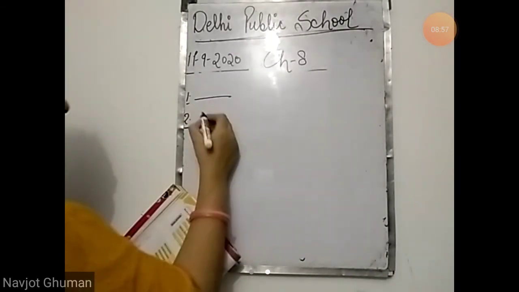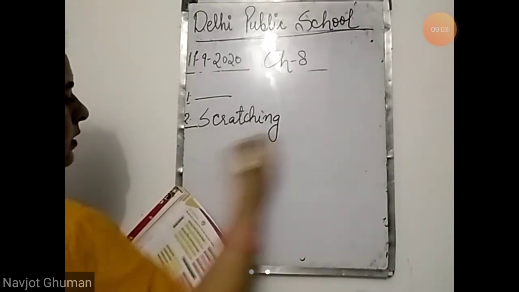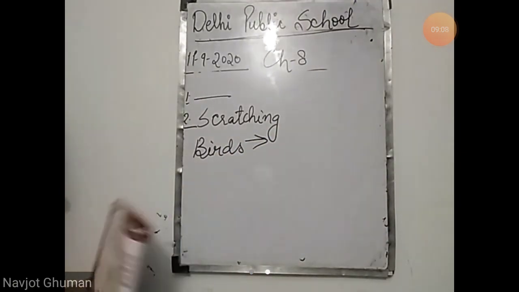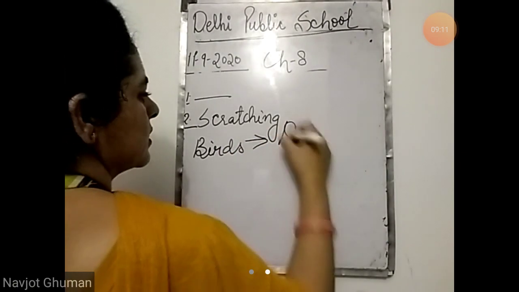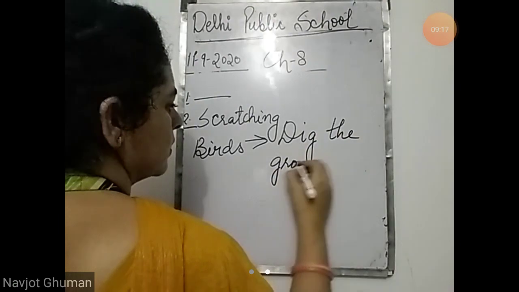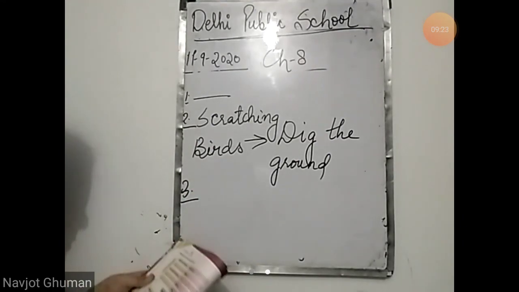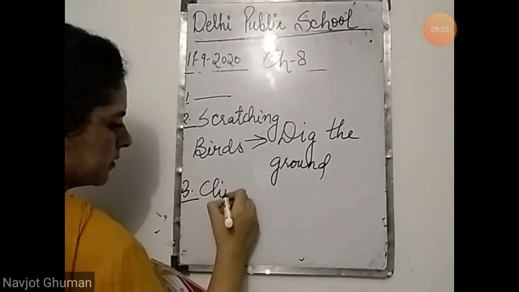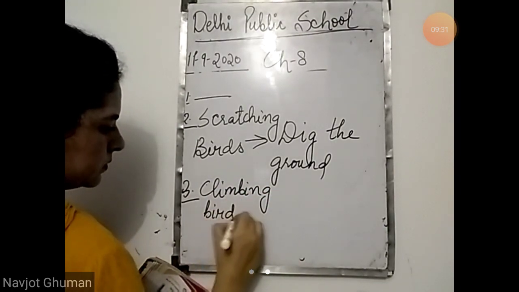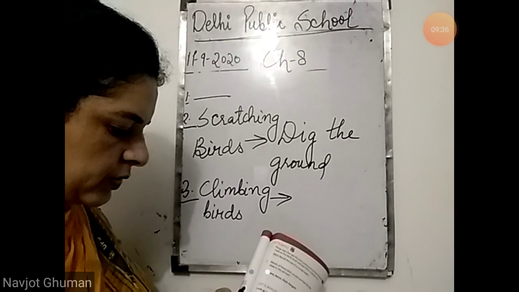Second is scratching birds. Why are they called scratching birds? Because they dig the ground, that is, scratch the ground with their feet. Third one is climbing birds. What do they do? Climb up and hold on to trees.